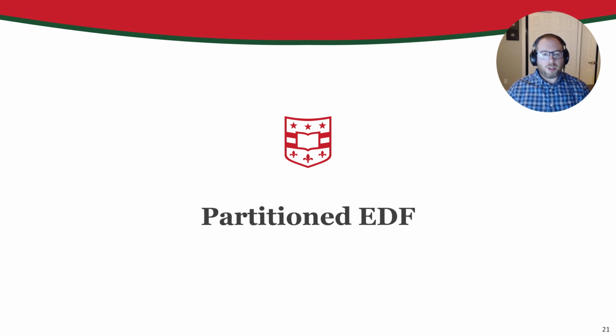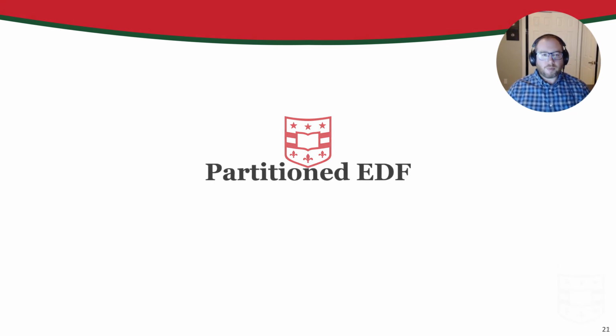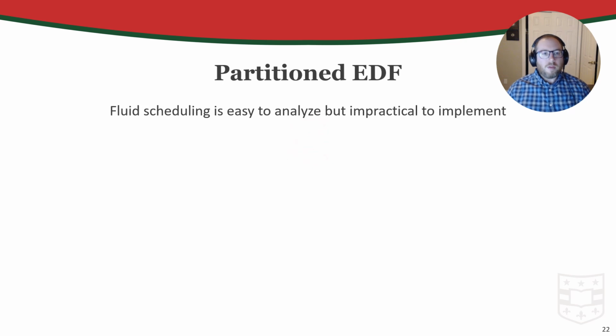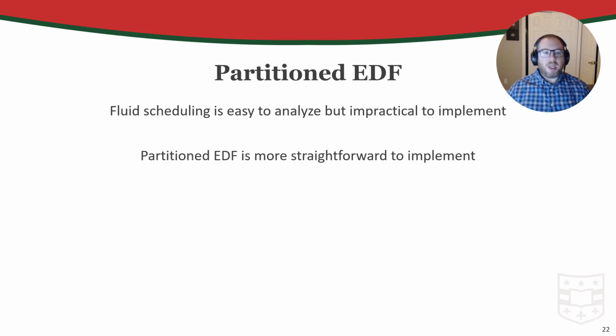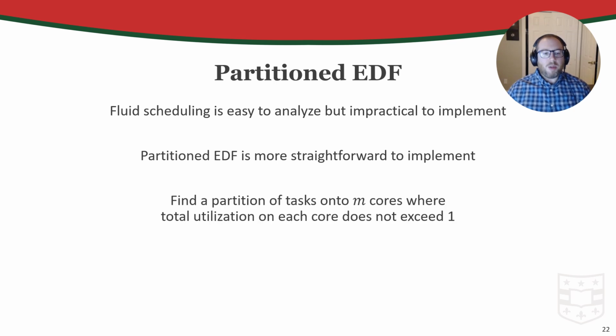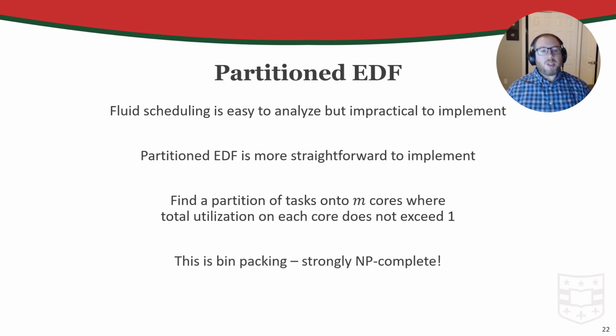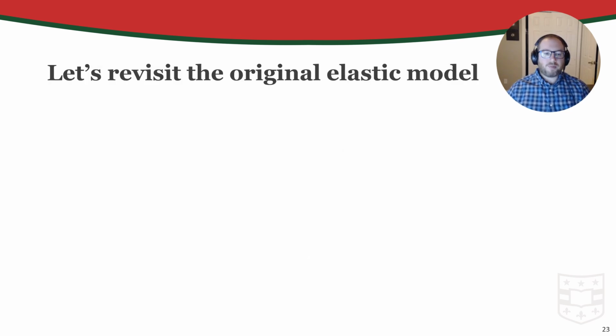Next, we considered partitioned EDF. Fluid scheduling is easy to analyze, but impractical to implement in a real system. In contrast, partitioned EDF is straightforward to implement, but it requires a partition of tasks onto M cores where total utilization on each core does not exceed 1. And this is algorithmically equivalent to bin packing, which is NP-complete in the strong sense. So now the question is, how do we think about elastic scheduling in the context of NP-hard schedulability analysis?